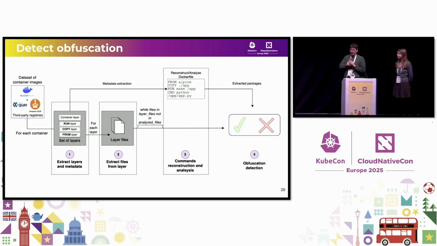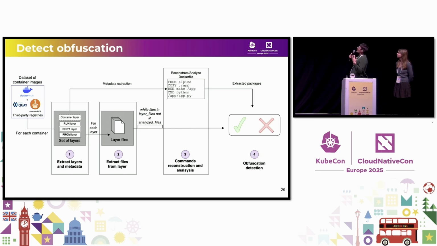Okay, how to detect obfuscation? We devised a methodology to effectively detect cases of obfuscation in containers. So how this works is that we take the container image and we do 2 things. First, we extract the image layers, and at the same time, using the OCI standard, we are able to reconstruct and extract the metadata information on the original Docker file.